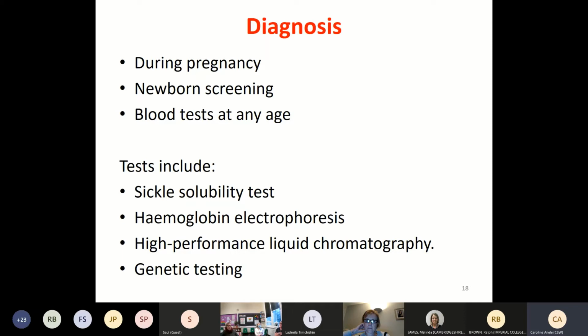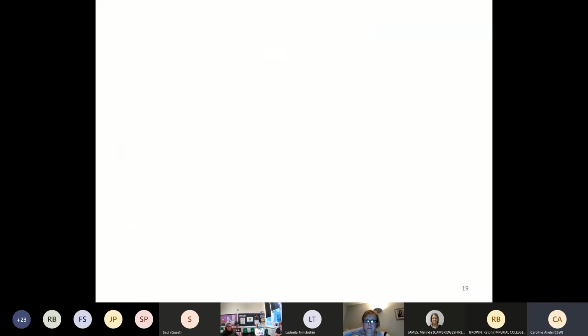Newborn screening. When a baby is born, between the 5th and the 8th day of life, the midwife would take a sample from the heel, and that would tell if the baby has the condition or not. We can also test at any age, so anybody can say, I'd like to know my genotype, and can go to the GP and get screened. The different types of tests are the sickle solubility test, hemoglobin electrophoresis, or high performance liquid chromatography, or genetic testing.